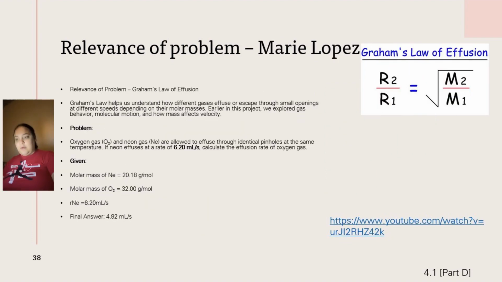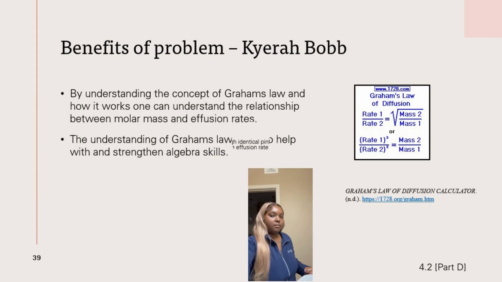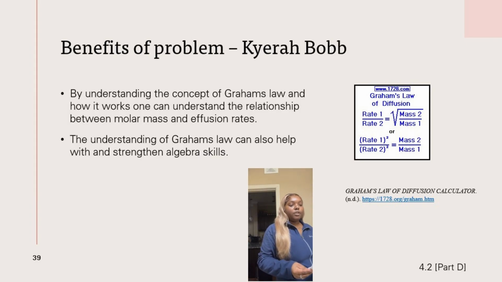Alrighty, the relevance of the problem for Graham's law of diffusion. Graham's law helps us understand how different gases effuse, or escape through small openings, at different speeds depending on their molar masses. Earlier in this project, we explored gas behavior and molecular motion. This problem forces students to understand the relationship between molar mass and diffusion rate. Lighter gases move faster and heavier ones move slower. This is the core idea behind Graham's law. This problem shows how the law applies in the real world, such as in diffusion, gas separation, or predicting gas behavior.